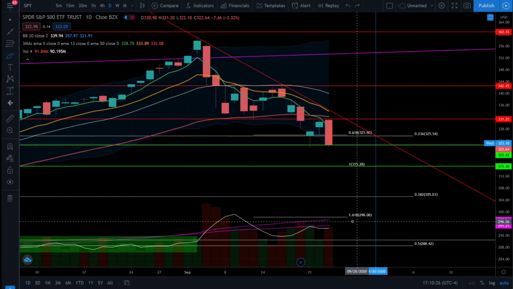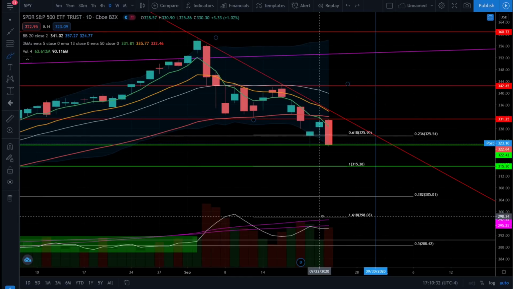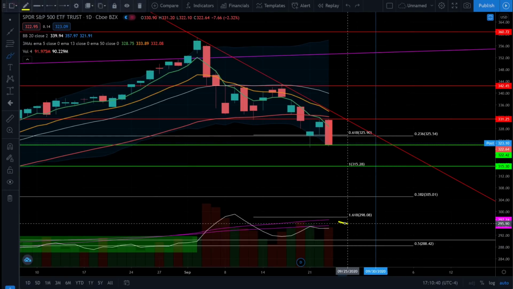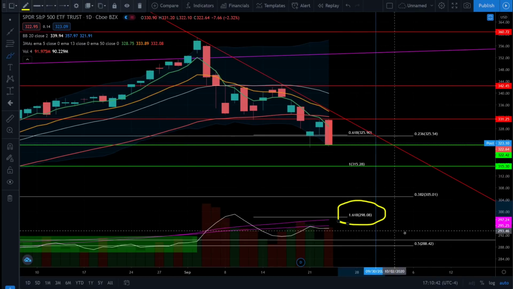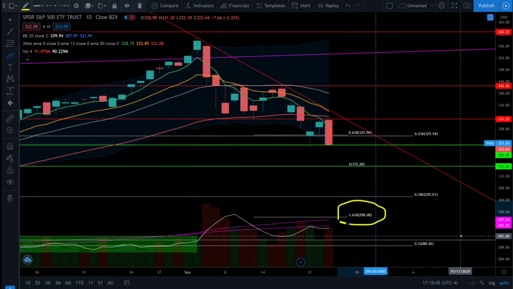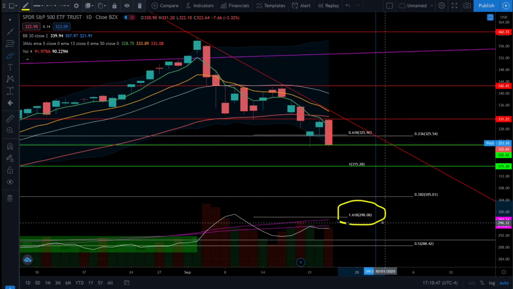When the big money's running for the door, it's only a matter of time before the retail investors start running for the door. And that's when we could really start to see that volatility pick up and those minus 4 to 5% days in the stock market again. So just to be very clear, it is completely possible that we get back down to SPY levels of 300, and this 1.618 Fibonacci extension gets us all the way down to about 298.